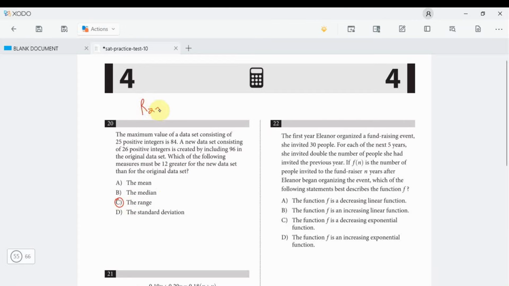Because we know range is equal to highest minus lowest. Look at it: 84 minus, let's say the lowest was 40, the range would be 44. But when the highest reaches 96, and the lowest is still 40, this is now 56. So notice the range increased by 12. So for any value that is larger than the previous highest, the range will have to increase by at least that amount, or more, depending on if we also get a new lowest. So C is the answer.